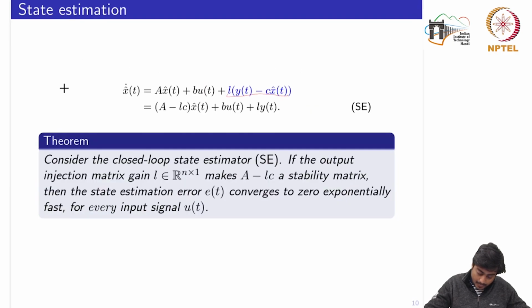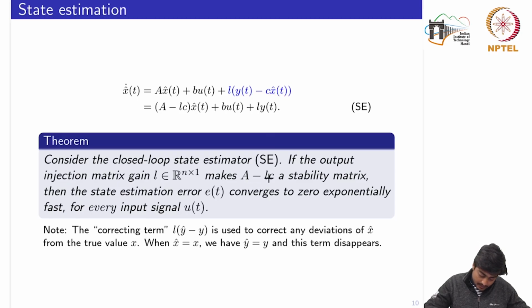And the proof of this we have already seen, how we approached the state error dynamics of the observer. So note that the correcting term L(ŷ − y), or y − ŷ, is used to correct any deviations of x̂ from the true value x. When x becomes equal to x̂, we would have y equal to ŷ, and this term also disappears. So the only remaining part is the plant equation, because we actually want x equal to x̂.